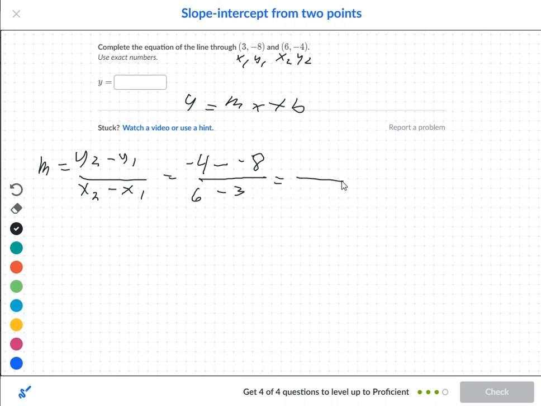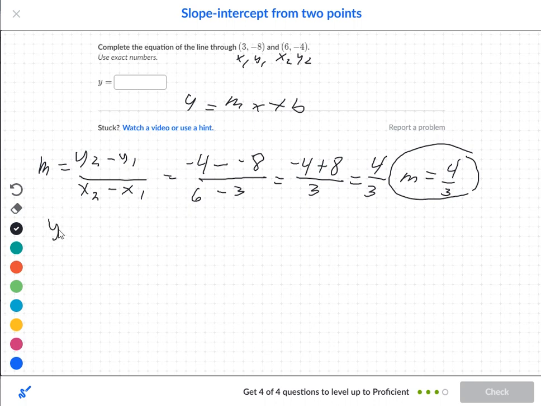Well, we got double negatives here, so this is negative plus 8. So negative 4 plus 8, this is simply 3. So what we get next is, let's see, negative 4 plus 8. Well, that's going to be a positive 4 over 3. So that is what m is. So m is 4/3. So we're going to say y now is equal to 4/3 x plus b.